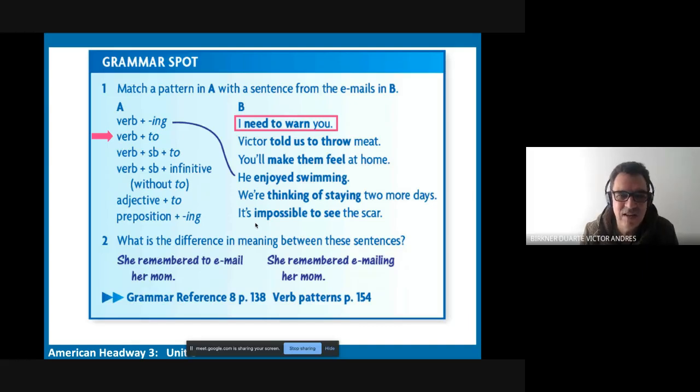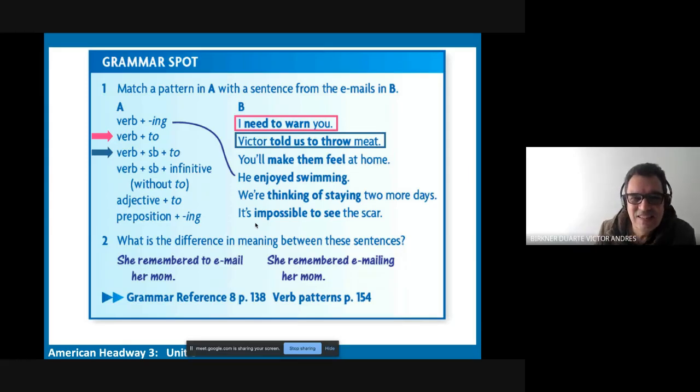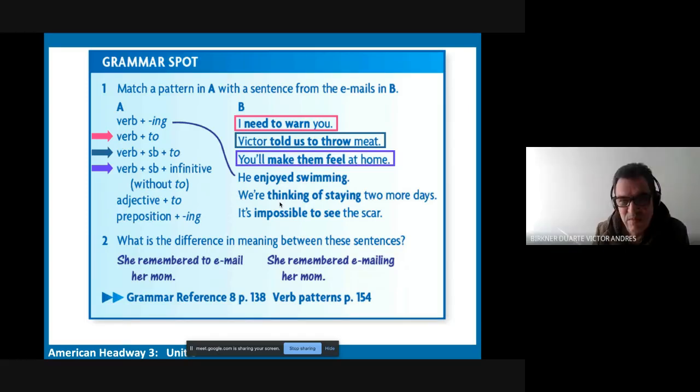So in this particular case, we're using the pattern verb plus to. Verb plus somebody plus to. Victor told us to throw meat, right? In this case, us would be somebody or someone. Verb plus somebody plus infinitive, but without to. You make them feel at home. Remember that whenever we use make, we don't use the infinitive to or the word to.